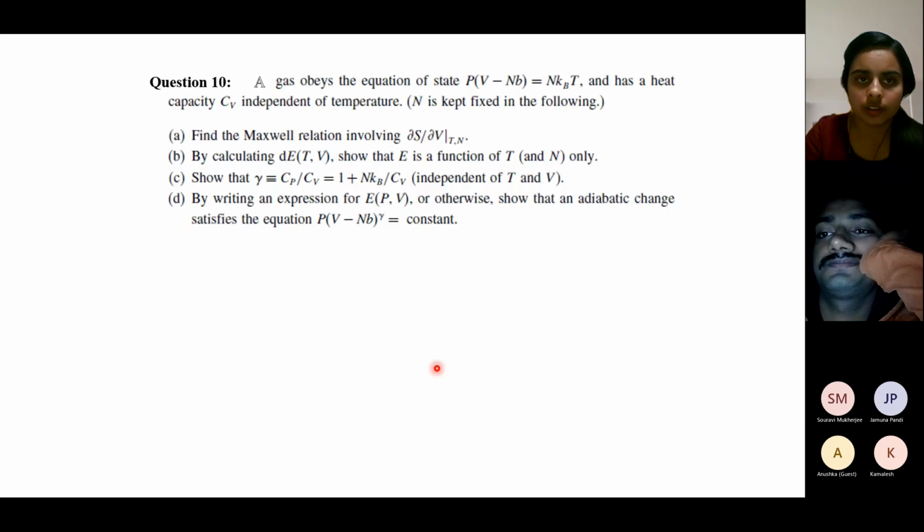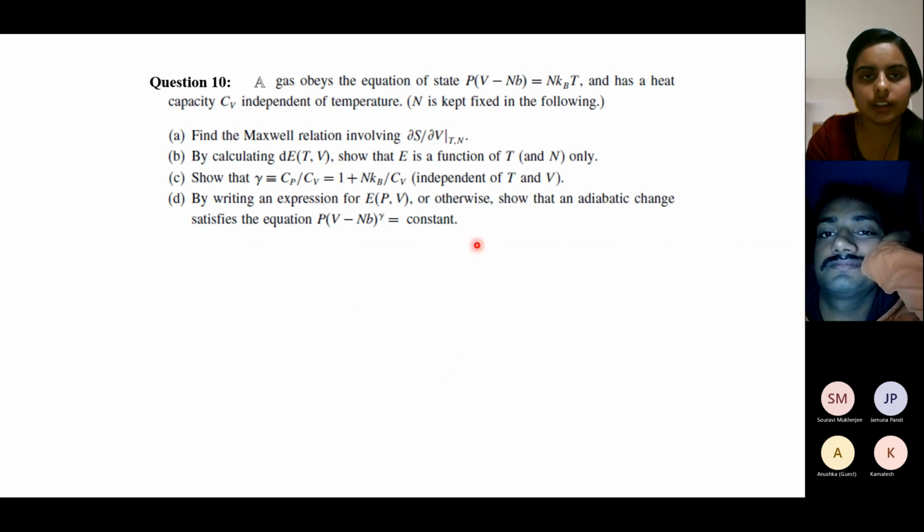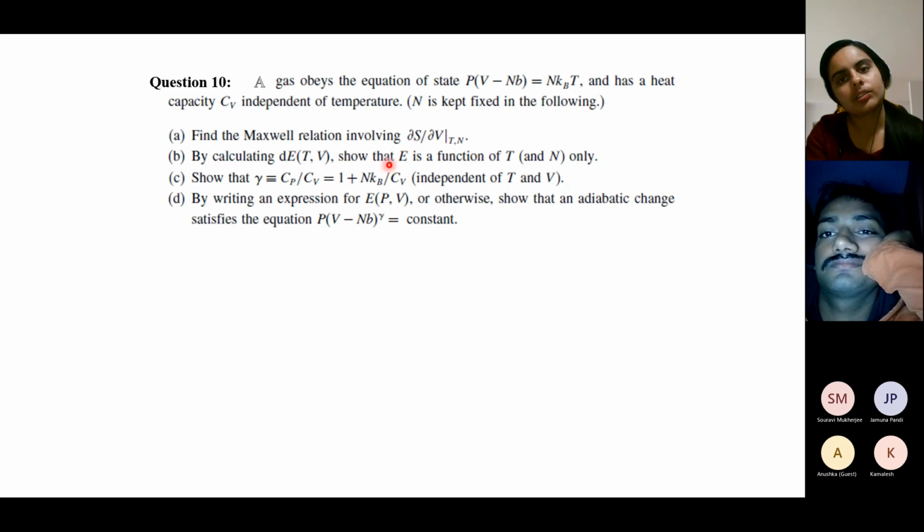Okay, so now this is another question. Here, you have a gas which obeys this equation of state and has a heat capacity which is independent of temperature. Now you want to find the Maxwell's relation involving del S del V. So how do you plan to proceed? If you are asked to find the Maxwell's relation which involves this expression, where do you plan to start with?